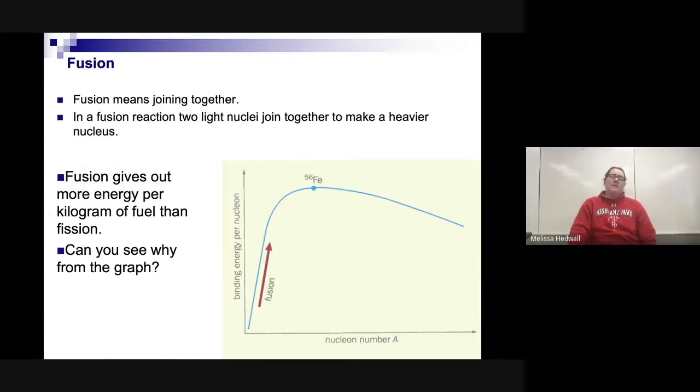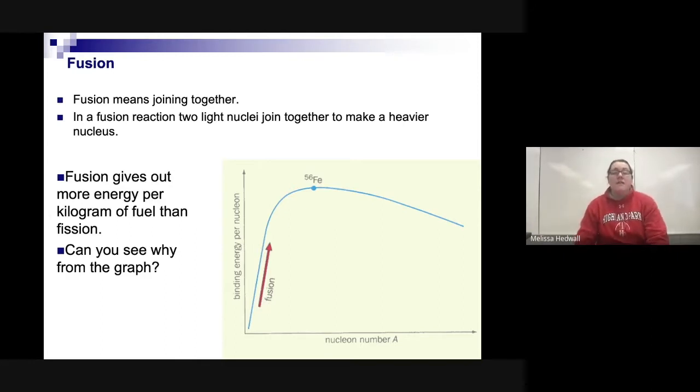Fusion, on the other hand, means joining together. And so if you have a fusion reaction, you have two smaller nuclei that are joining together to make a heavier nucleus. And what happens with this is you have these two smaller ones. They join together. It's usually a multi-step process, and each step along the way requires or gives off some energy.